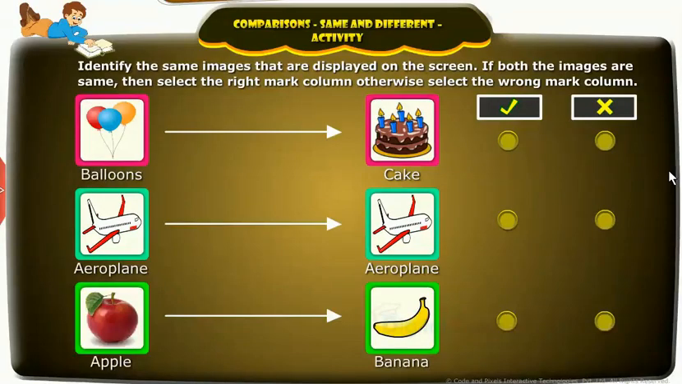Let's do another activity. Identify the same images that are displayed on the screen. If both the images are same, then select the right mark column. Otherwise, select the wrong mark column.